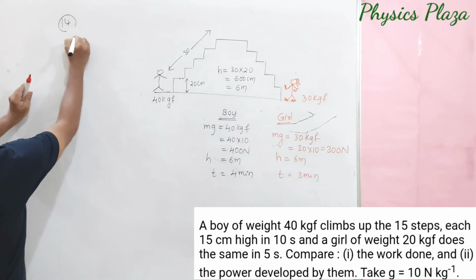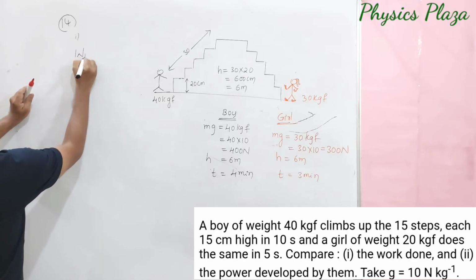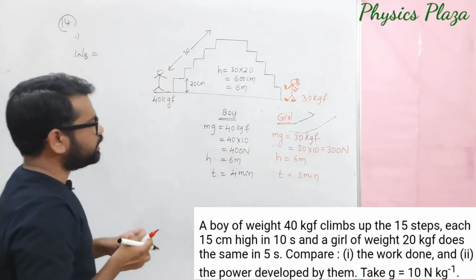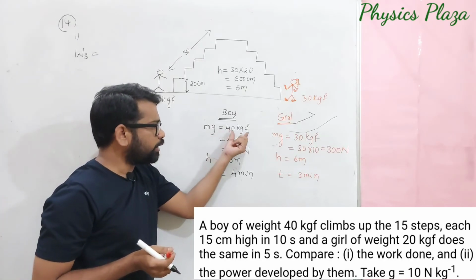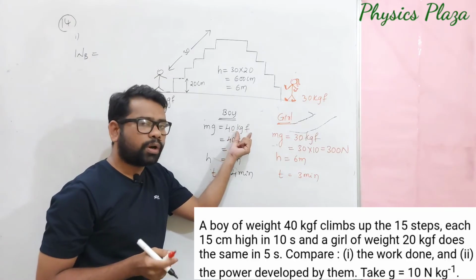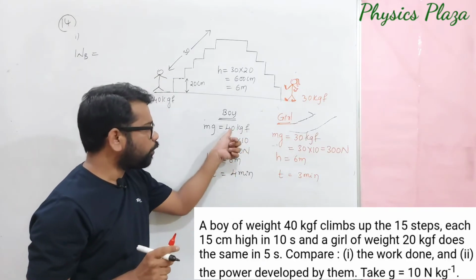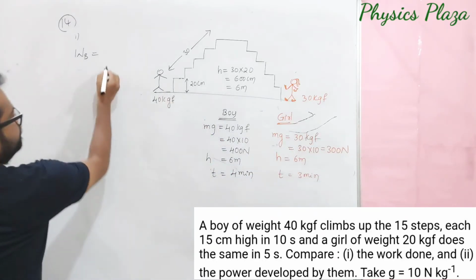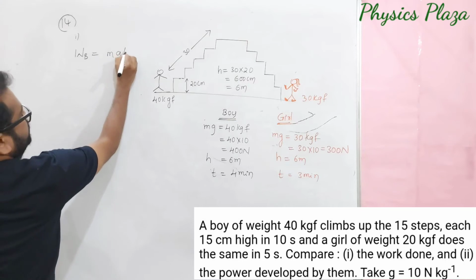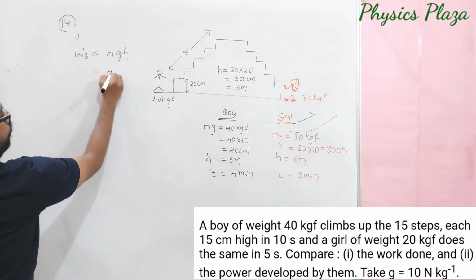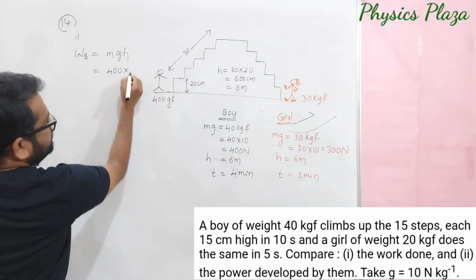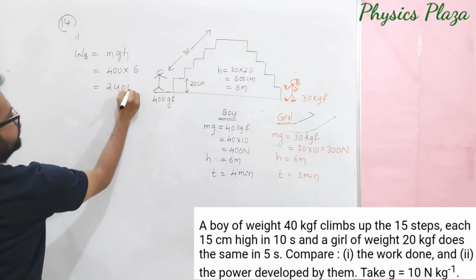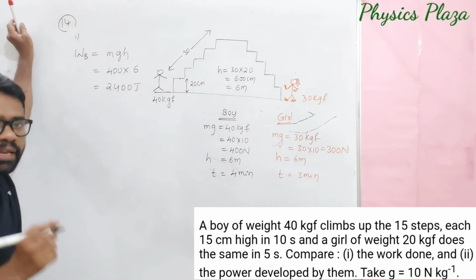Now, work done by the boy. Work done is mgh. Here the weight is given as 40 kgf. Children, 1 kgf is equal to 10 newtons, so we converted 40 kgf into newtons. So mg is 400, and h is 6 meters. So it will be 2400 joules. This is the work done by the boy against gravity.